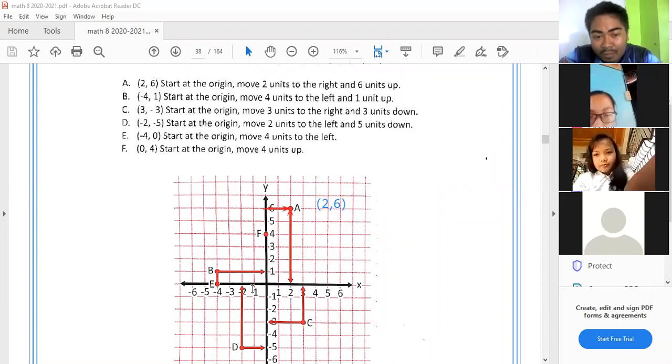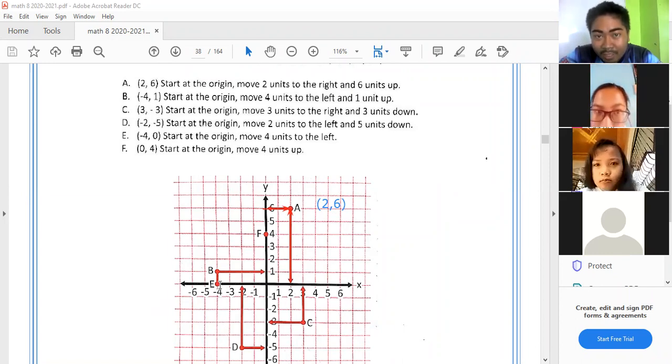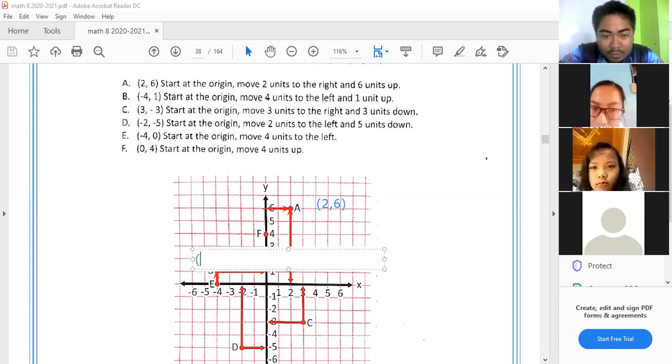How about letter B? (-4, 1). So, -4, mag-insert tayo sa X. Hanapin nyo lang si -4. Ayan. So, we have -4 and 1. So, tatapatan lang natin yung 1. So, from 1 papunta doon, this point would become your (-4, 1).